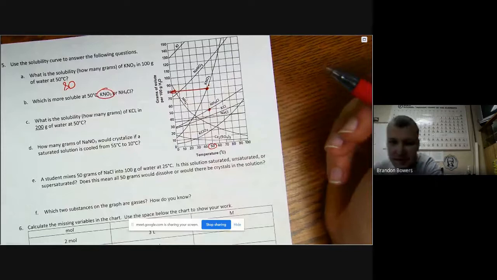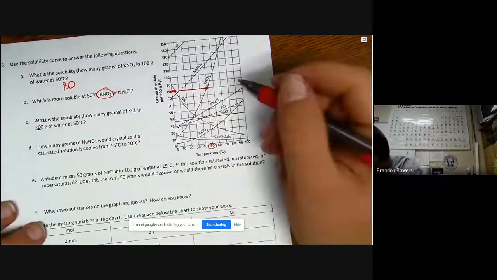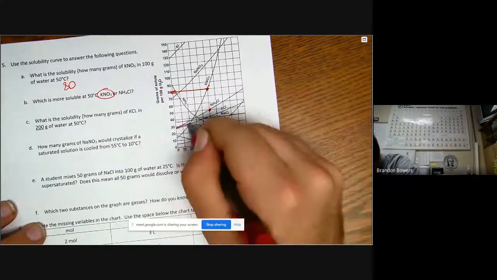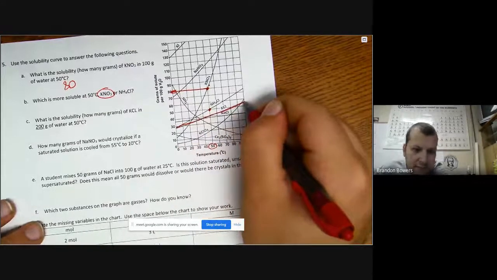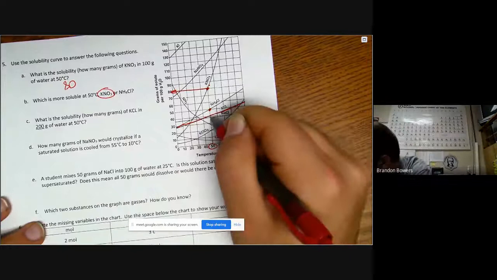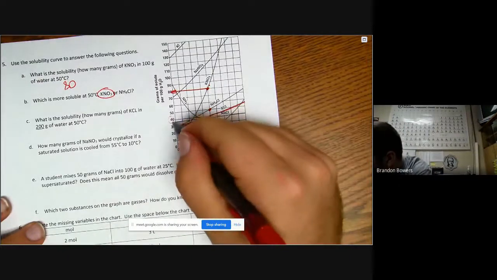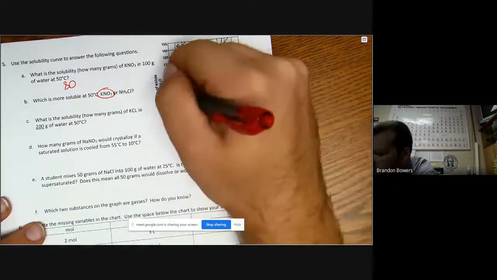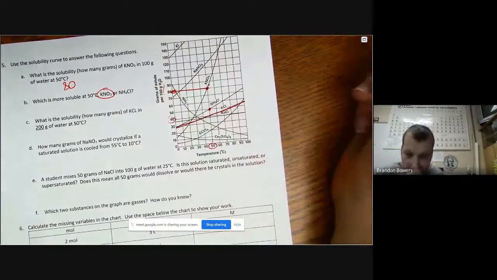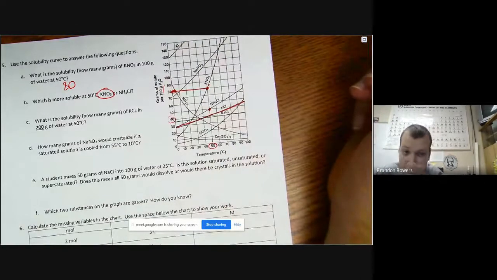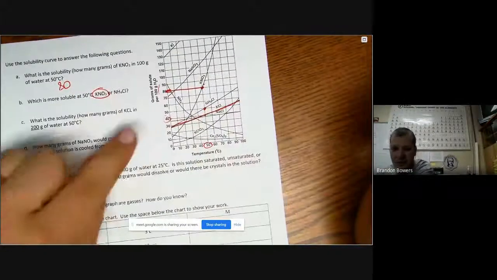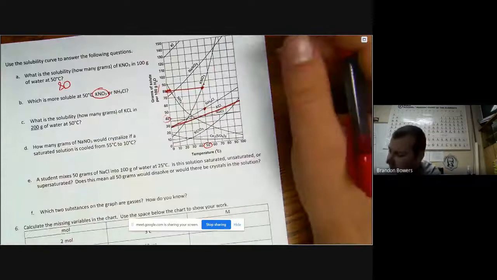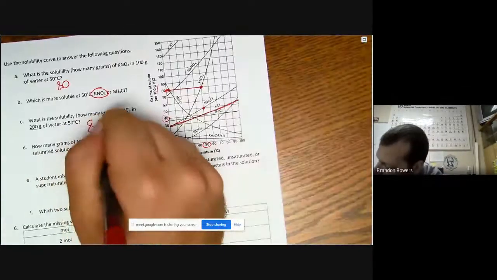What is the solubility of KCl? So KCl is right here. Here's that line. KCl at 50 degrees temperature. Well, in 100 milliliters, so this is per 100 grams of water. Now, the question says 200 grams of water. So I have to double this amount, right? So if 100 has 40 grams, 200 will have 80 grams.